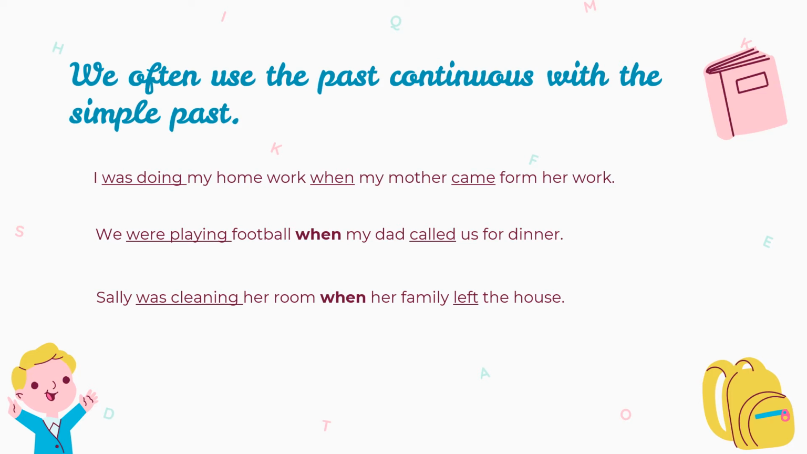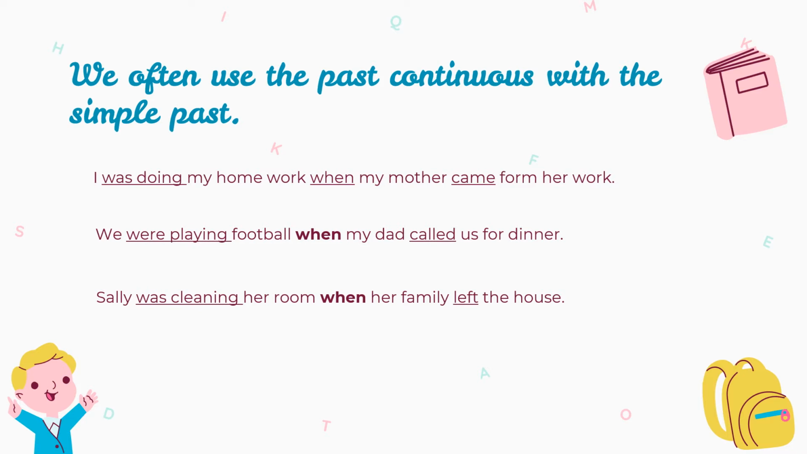We often use the past continuous with the simple past. Let's take a look at these examples. 1. I was doing my homework when my mother came from her work. 2. We were playing football when my dad called us for dinner. 3. Sally was cleaning her room when her family left the house.